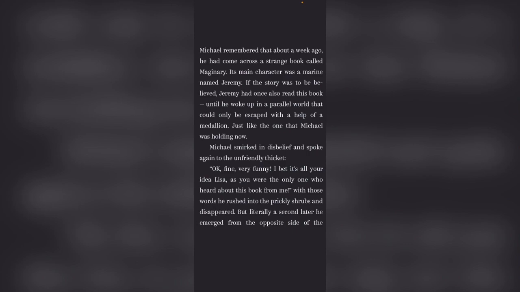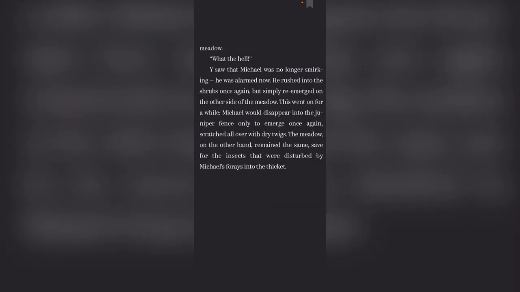"Okay, fine, very funny. I bet it's all your idea, Lisa, as you were the only one who heard about this book from me." With those words, he rushed into the prickly shrubs and disappeared. But literally 1 second later, he emerged from the opposite side of the meadow. "What the hell?" When I saw that Michael was no longer smirking, he was alarmed now. He rushed into the shrubs once again, but simply re-emerged on the other side of the meadow.